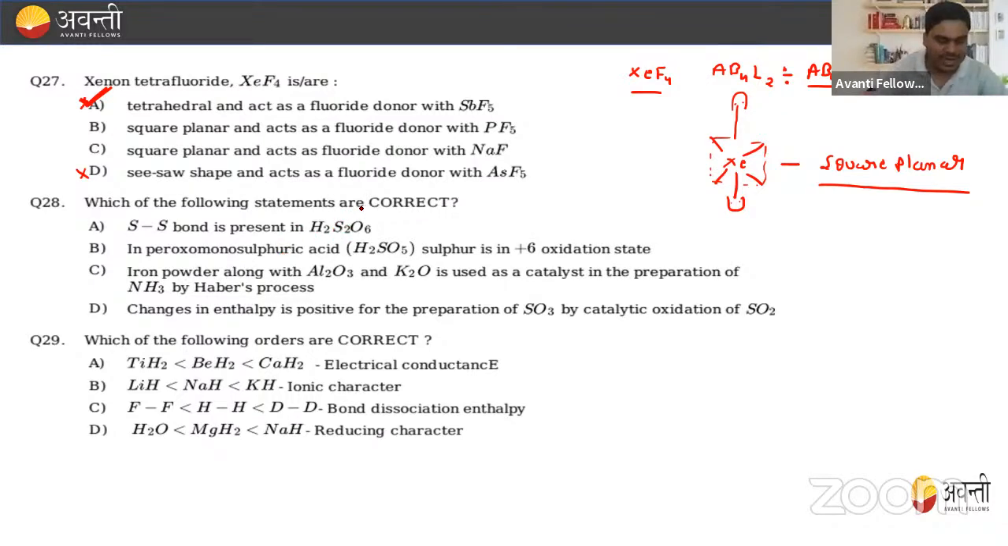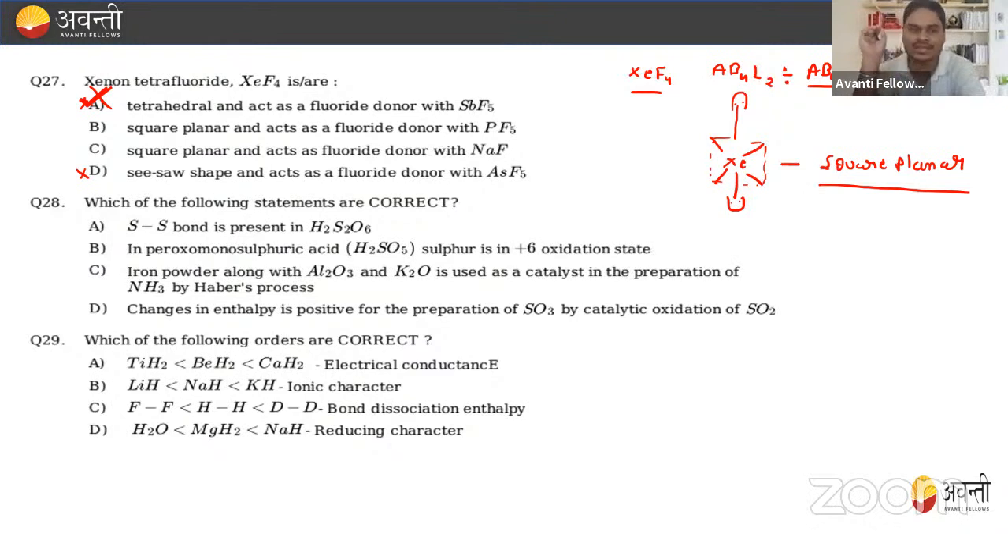That is xenon fluoride. So for xenon fluoride, which of the following options is correct? You have to identify the correct option here. So seesaw is not possible. Tetrahedral, we can't say, because this is a square planar shape, right? So tetrahedral is also not possible. So out of B and C, only one shape is possible. So which one is possible?